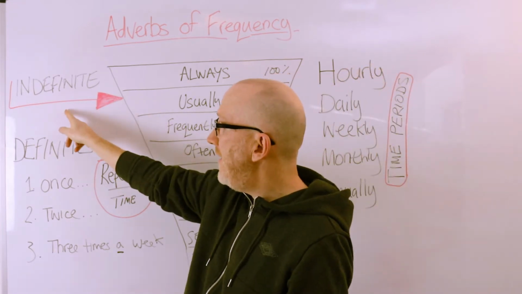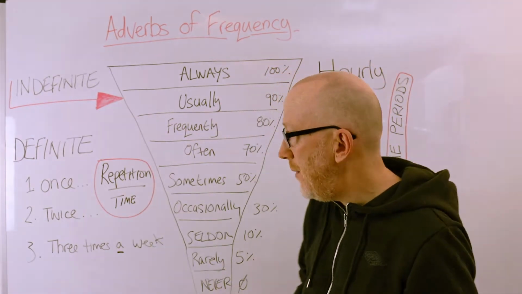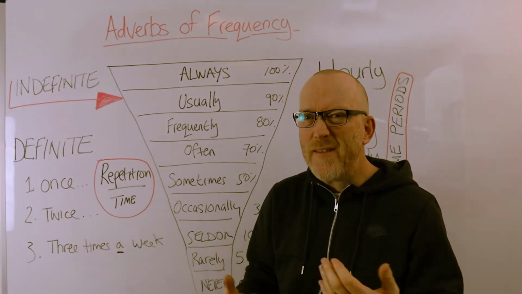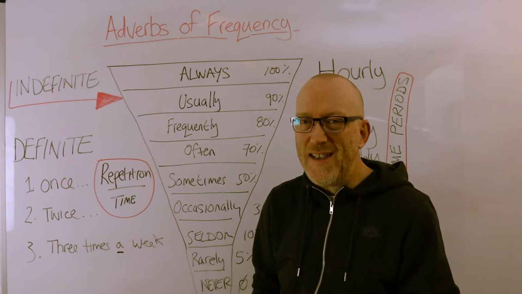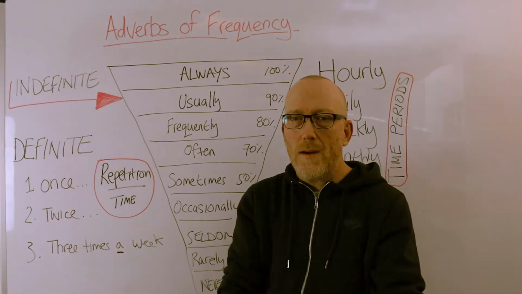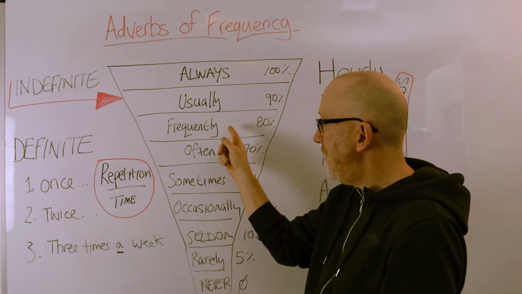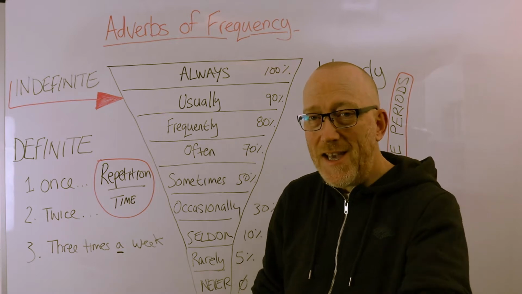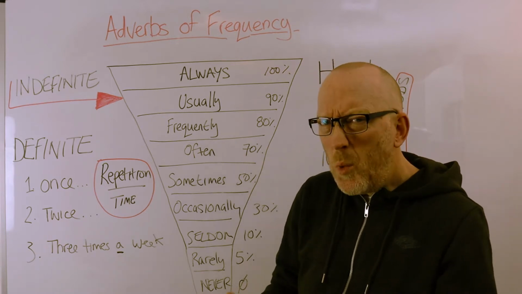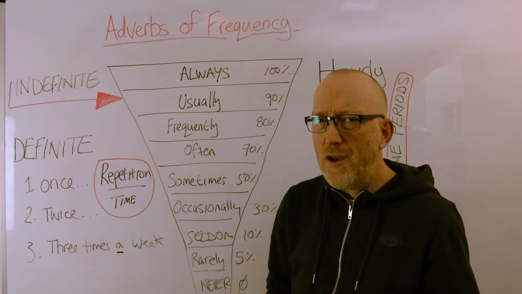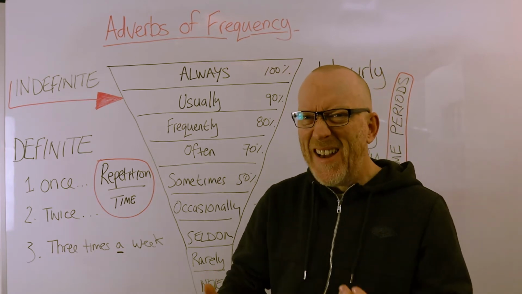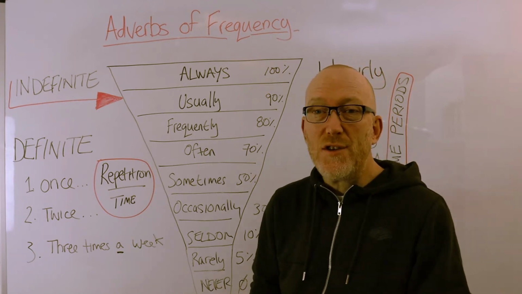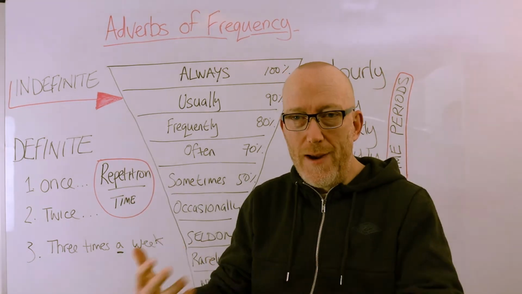Now, these are known as the indefinite adverbs of frequency. Indefinite because the information they give us is very limited. The information is not definite information. For example, let me ask you guys, what does this word mean? Frequently. If I say I do something frequently, what is that actually telling you? It's telling you that frequently I do something, but it doesn't really give much information. Let me give you an example. I go to the gym to work out frequently.